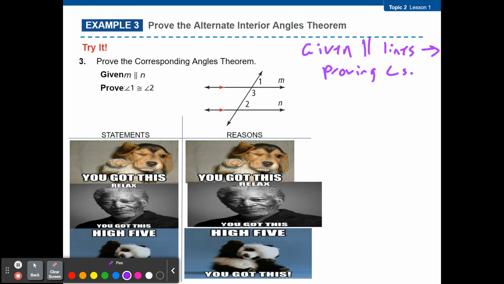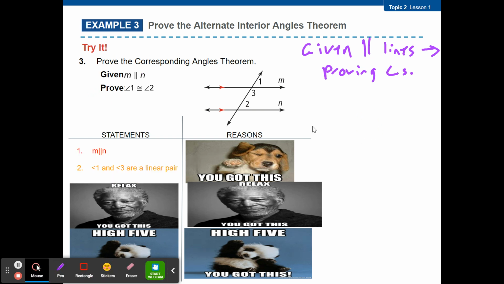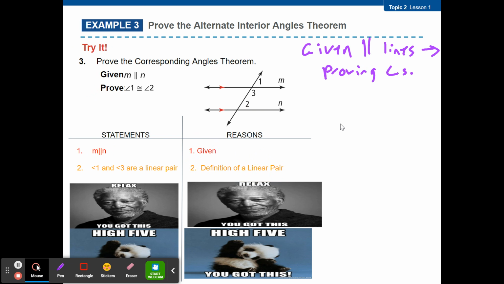All right, so what do I usually start with here? I always start with the given, right? So I'm given that M is parallel to N. Now, because I know that these are parallel, and not that this has anything to do with the fact that they're parallel, but I know 1 and 3 are a linear pair. Someone tell me what do I have there? Definition of a linear pair. Very good.